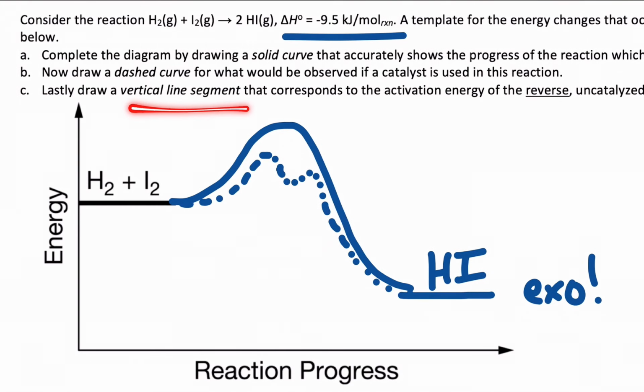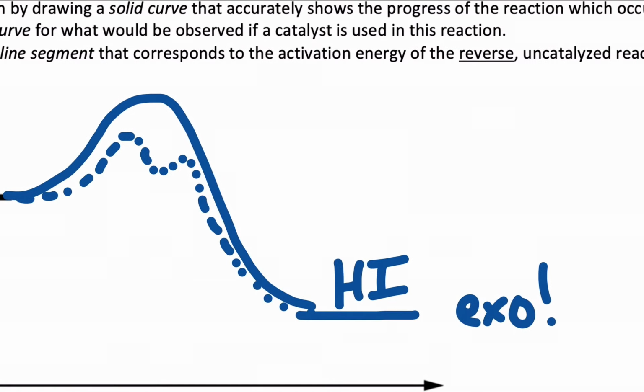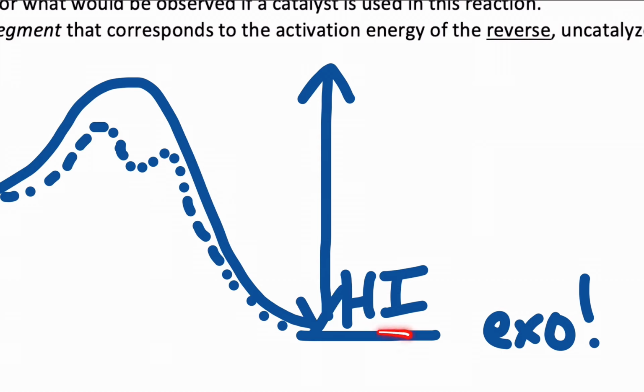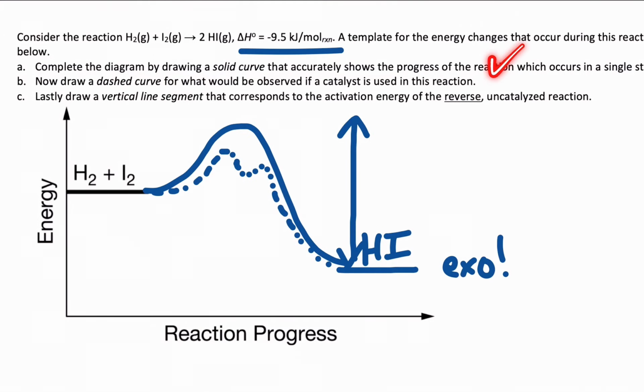Part C, draw a vertical line segment that corresponds to the activation energy of the reverse uncatalyzed reaction. So they want a vertical line that shows the height from the reverse reaction, so going this path in the uncatalyzed pathway. Very specific directions with one specific answer. I can even draw it outside the graph, and I would draw it from where I made my products to the transition state of the uncatalyzed path. And that should give me full credit on that question.